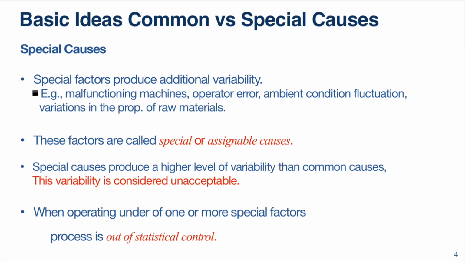Well, these are some special factors that produce additional variability. For example, a machine that is not working properly, an operator error, ambient condition fluctuation, someone opened the door, the temperature changed, variation in the property of the raw materials, and so forth. These factors are called special or assignable causes. Special causes produce a higher level of variability than common causes. This variability is considered unacceptable. When operating under one or more special factors, we can say that the process is out of statistical control.